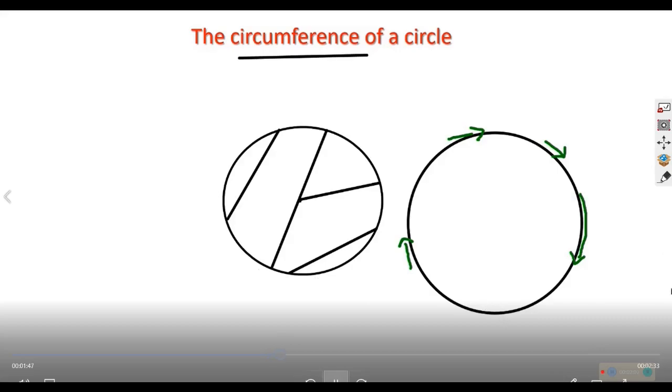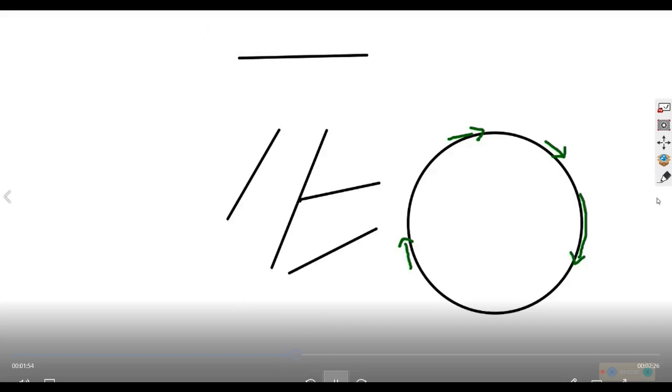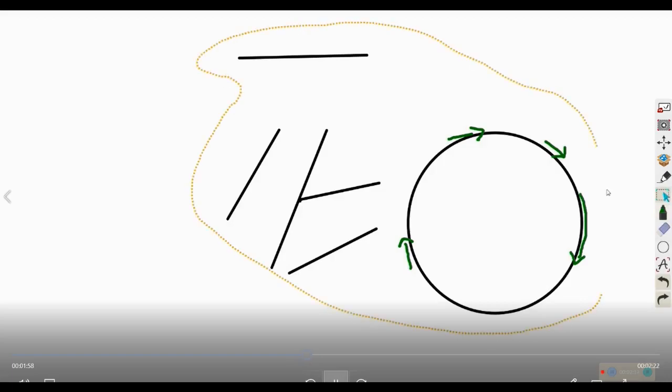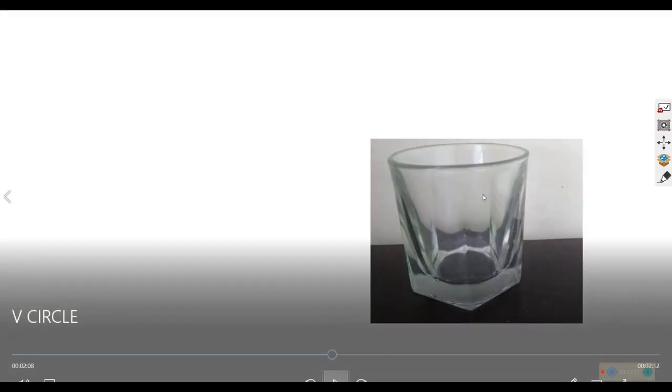In order to find out this length, there is a formula which uses the concept of radius. But for this particular video and your class, we will be limiting it to understanding what circumference is.